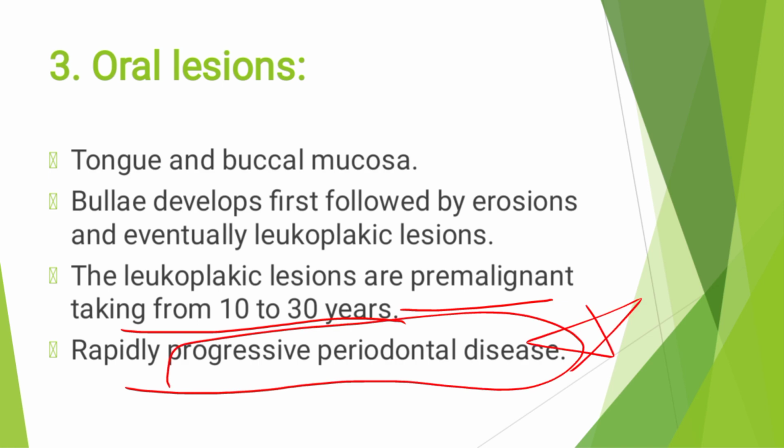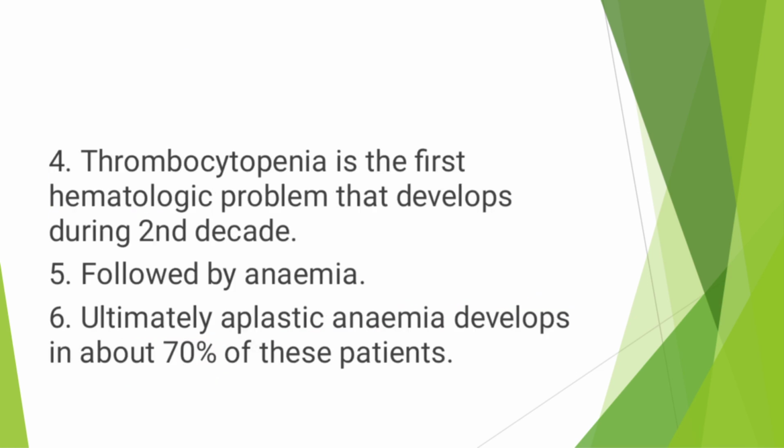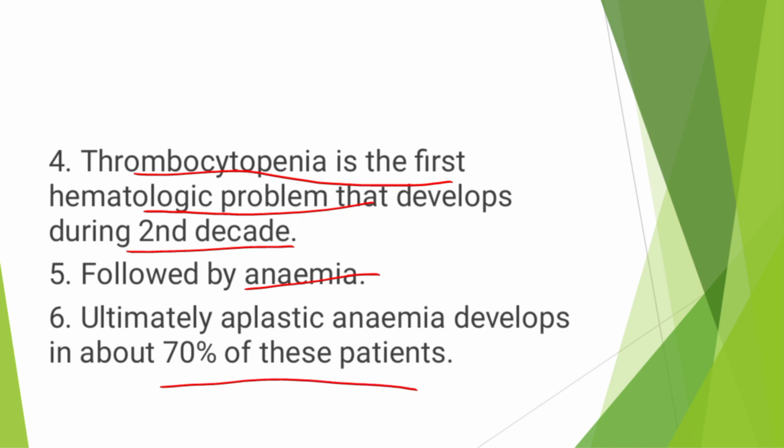First we have studied that there is a reticular pattern of hyperpigmentation and dysplastic changes of the nails. There is also bulla formation, and there are also periodontal diseases. It also has aplastic anemia. Then there is thrombocytopenia, which is the first hematological problem that develops during the second decade, followed by anemia, which is aplastic anemia, present in 70% of patients.